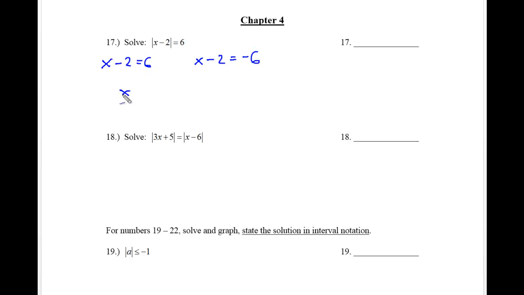So move the 2 to the other side, x is equal to 8. Move the 2 to the other side by adding 2 to both sides, x is equal to negative 4. So my answer in this problem is the finite set of negative 4 and 8. You can also write it as x equals negative 4 or, not and, or x equals 8. Also putting a comma between the two is going to work just fine.